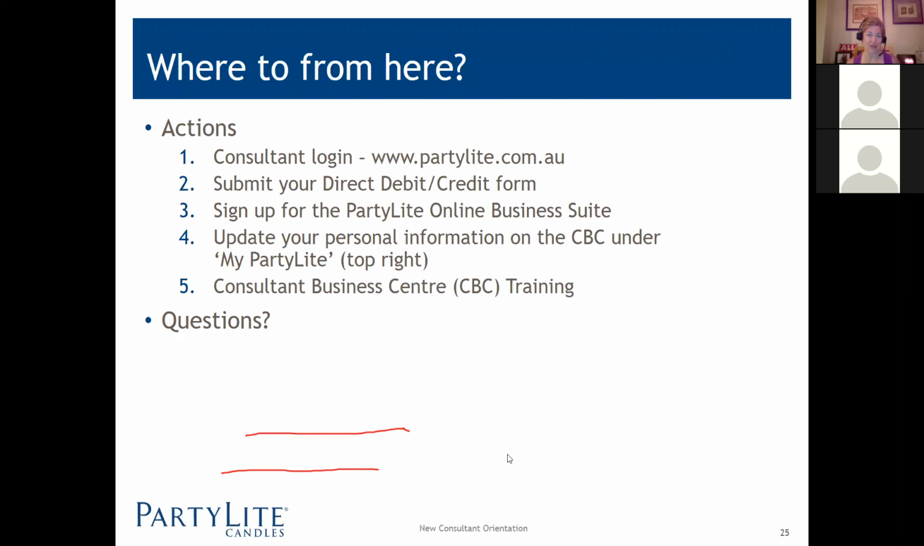business suite. Number four, I want you to update your personal information on the CBC under the My Party Light tab. It's under My Profile. And I want you to make sure that everything in there is 100% accurate. Go into the My Profile section and look at each tab. And one of those tabs is called Stash Cash. You can save a little bit of money out of every single party for the conference incidental account. It's a great tool. If you have any questions about it, just ask me.